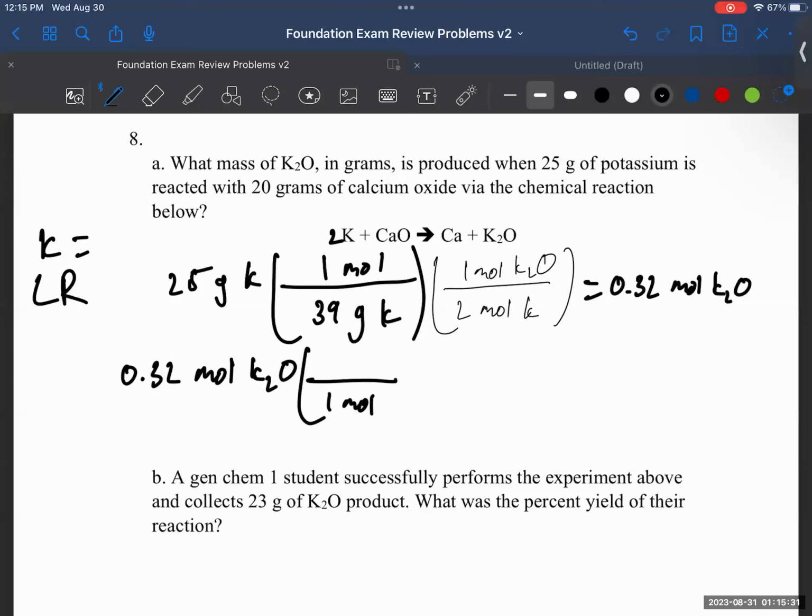94. Yeah, sounds about right. 94 grams of K2O. All right. Now, what do we get when we solve this out? 30.1. Say that again, sorry? 30.1. So 30.1 grams of K2O.